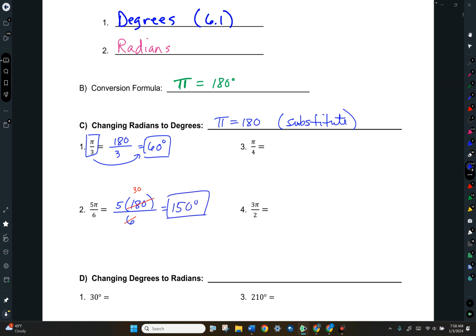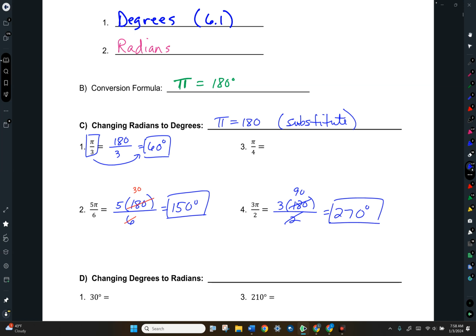Now, I know that took us a minute to talk through, but the more you do this, you're going to simplify these things so quickly and easily. Okay, so let's look at number 4. Same thing. I'm going to have 3 times 180, and I'm dividing by 2. So do a quick simplify. 2 into 180 is 90. So 3 times 90, 3 times 9 is 27, so 270.